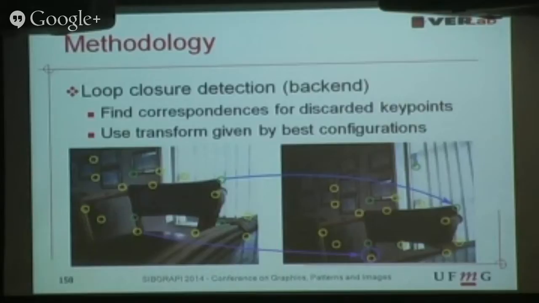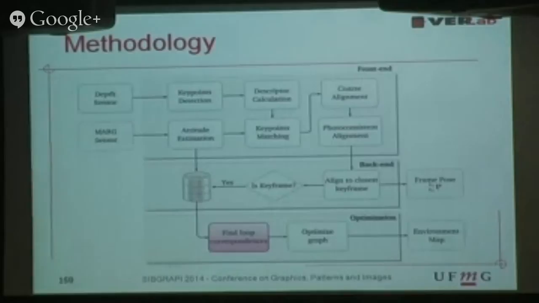Okay, so then you detect the loop closure and you close the loop. Also, a loop is closed if a given score is met. Okay, so let us see some experiments.